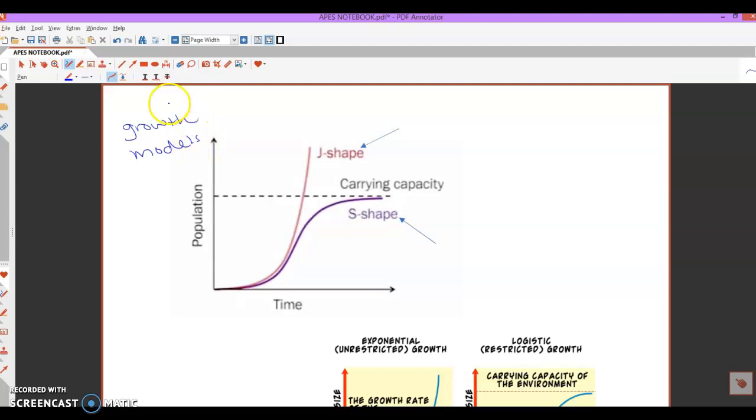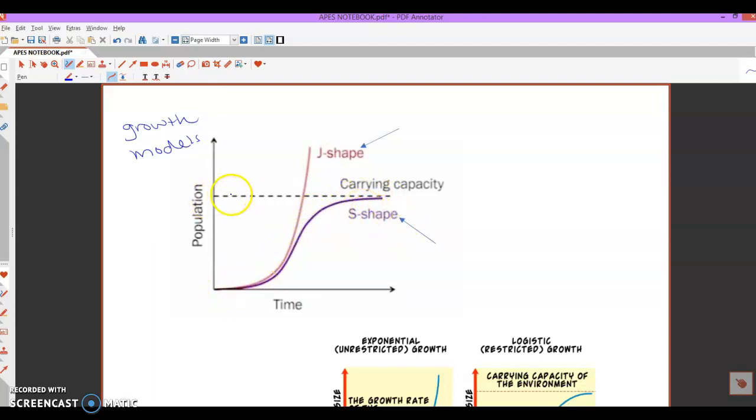Okay, so here we have a graph showing our population on the y-axis and time on the x-axis. So time is going to increase this way, the population will increase this way. So over time, the population will increase. The way a population grows will fall on one of two pathways. So we look at what's called a J-shaped curve. It looks just like a J. And an S-shaped curve. It looks just like an S.